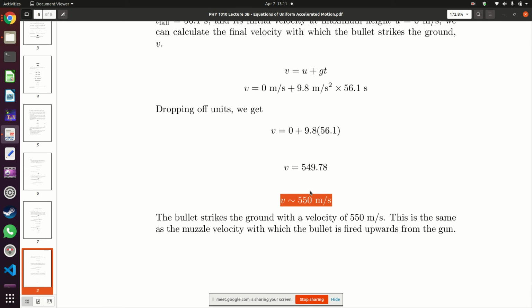Yes, sir, very clear. So that's where the physics is. If the height is the same, then the rise time and the fall time are the same. But also the final velocity, the strike velocity, and the launch velocity will also be the same. Okay, any questions?